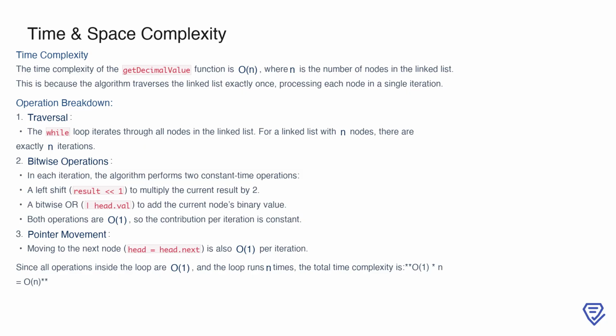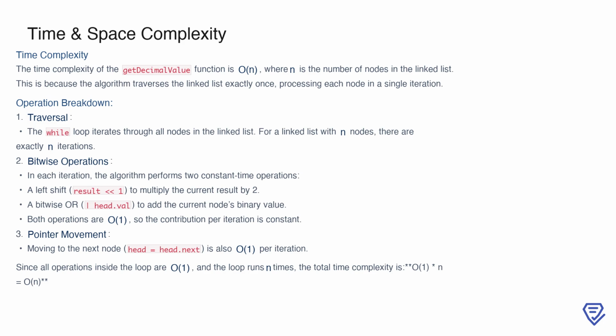First, the traversal itself involves a while loop that iterates through all the nodes in the linked list. For a linked list with n nodes, there will be exactly n iterations. Within each iteration, two bitwise operations occur, a left shift to multiply the accumulated result by 2, and a bitwise OR to add the binary value of the current node. Both of these operations are constant time, O(1).